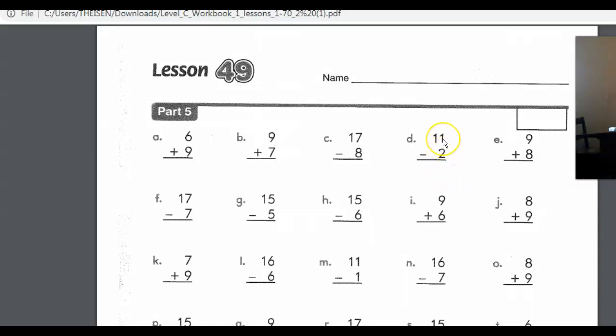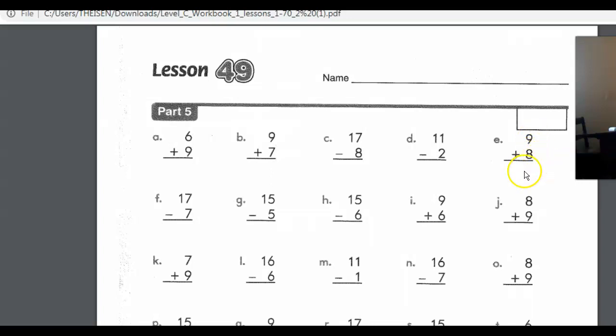Would 10 and 2 be 11? No. 2 and 10 would be 12. So it's got to be 2 and 9. Okay, next we're going to plus 10. Well, you could use plus 10 to help you with this. So 8 and 10 would be 18.